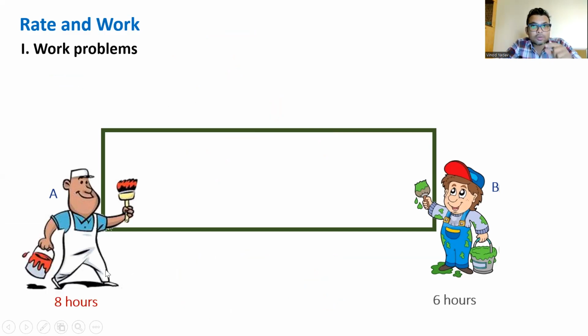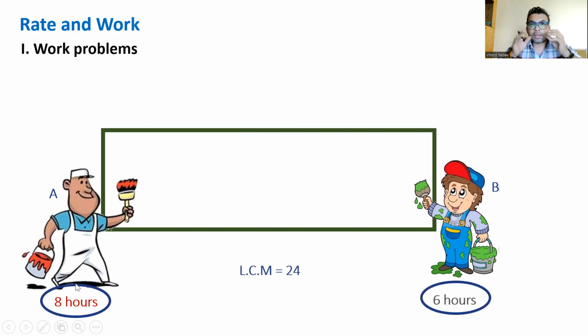Instead of defining total work as 1, I am going to choose that number smartly. Smartly in the sense that I don't want the pain of calculation. I want my calculation to be as comfortable as possible. That should be the main aim, friends. I am defining the total work as a number which is there in the table of 8 as well as the table of 6. Table means multiple. It should be in both, meaning a common multiple, and as small as possible, so the least common multiple. The LCM of 8 and 6 is 24. I'm defining the total work as 24 units.